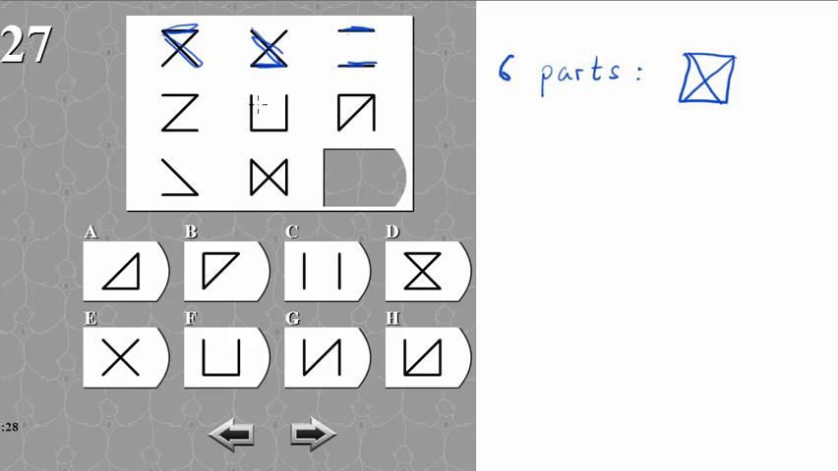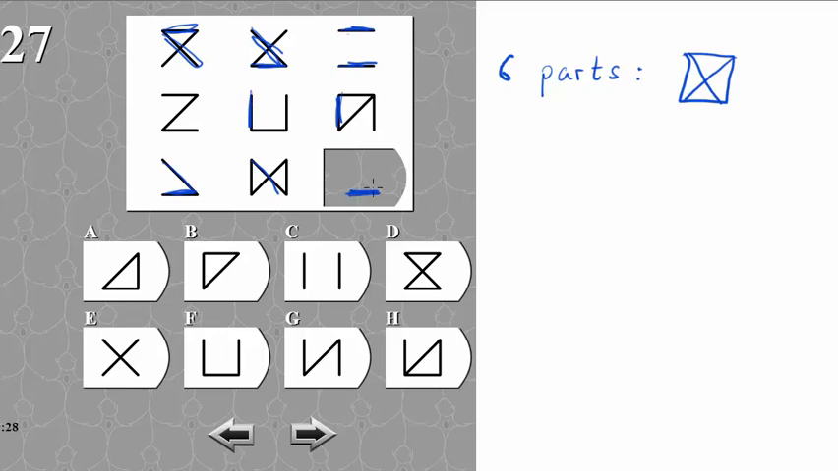Here in the second row, we have vertical once, twice, but not here. So let's figure out the last one. We have the diagonal, so it's not here. We have the flat one, and then we don't have a flat one here, so we have to have a flat one here.